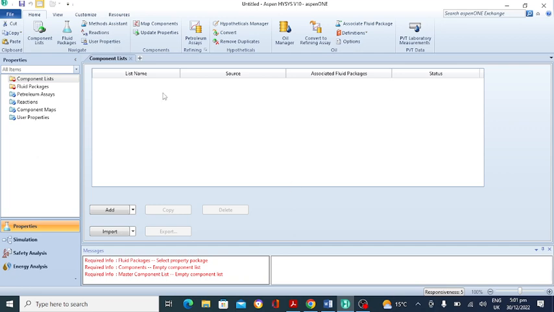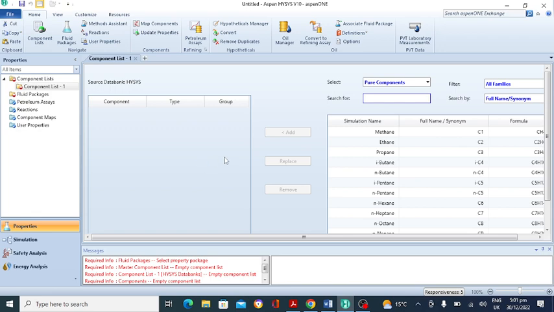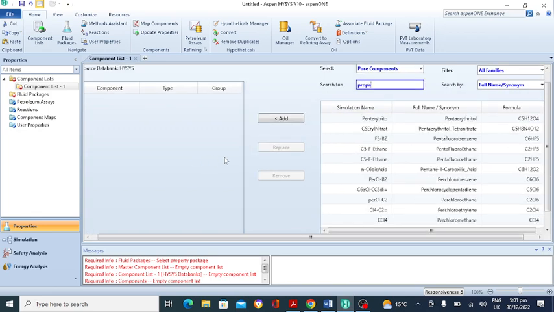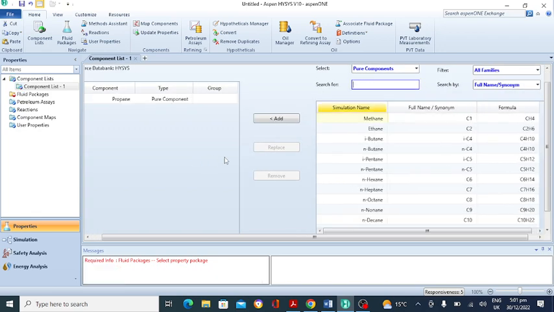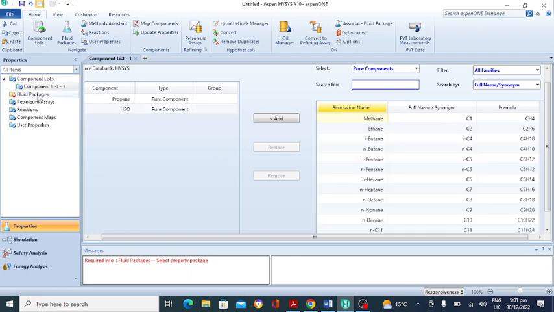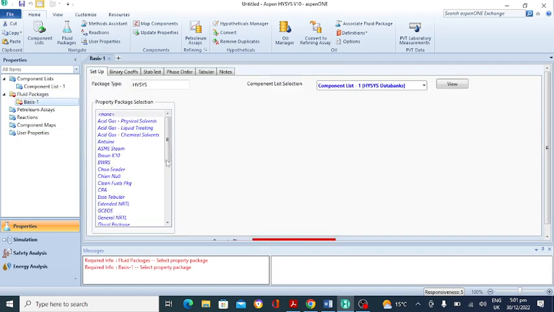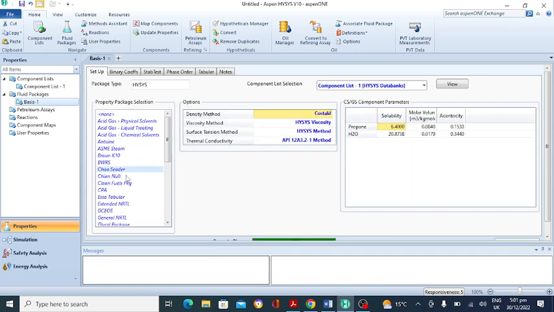There are two components, one is propane and the second one is steam. So these are the components. Click on fluid package and click on add. These are the various fluid packages. I am using the Chao Seader. This is okay.